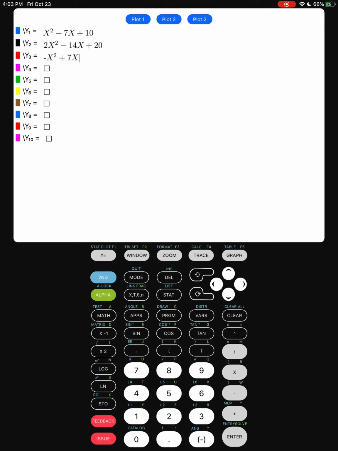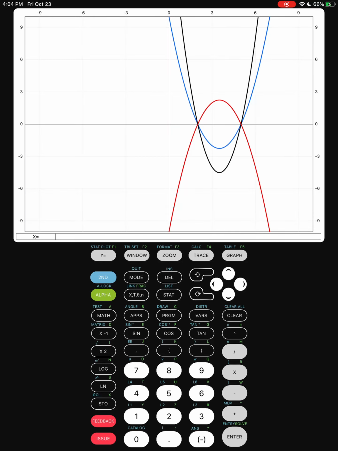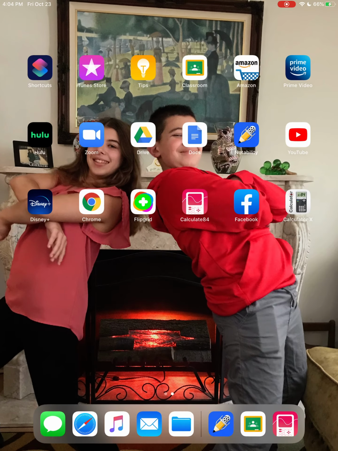Okay. And then under y3, we'd like to put negative x squared plus 7x and then minus 10. So you can kind of see that these equations are related to each other. Hopefully you can see that we have a multiple of each other, times 2 or times a negative 1. Well, anyway, when we hit graph, we get this. And so you can see that all 3 of these parabolas actually have those same intercepts, but they are not the same parabola. There's 3 unique parabolas there.